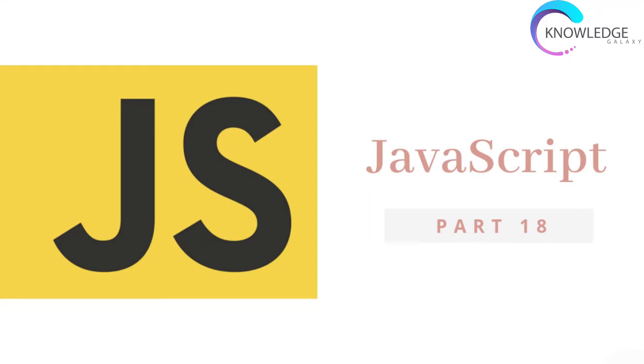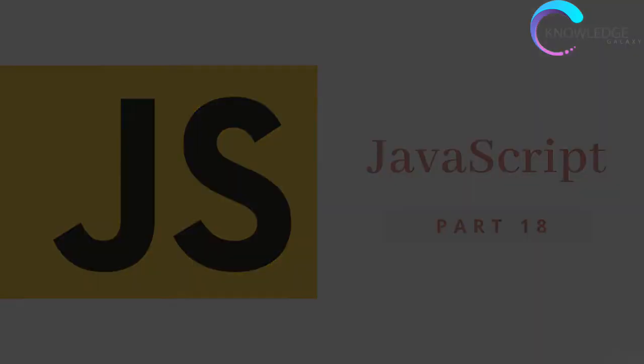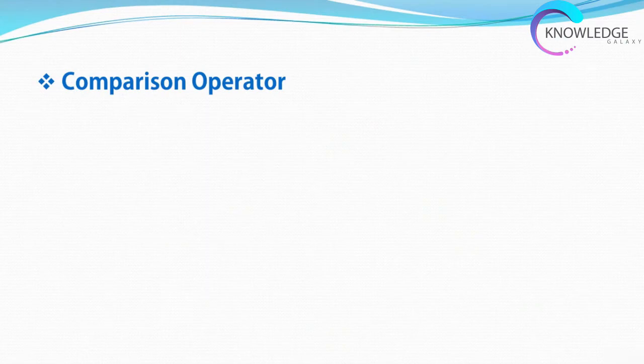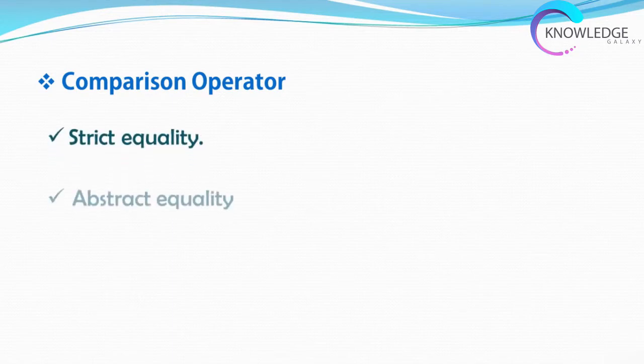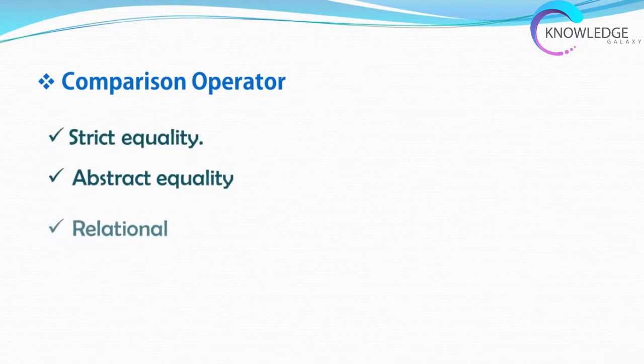In this lecture, we will talk about different types of comparison operators. In the previous video, I described there are three types of comparison operators. Now in this lecture, we will take a closer look at comparison operator types. There are three types of comparison operator: strict equality, abstract equality, and relational.